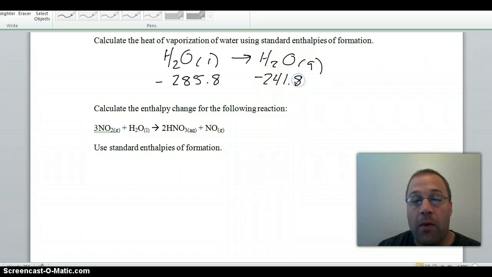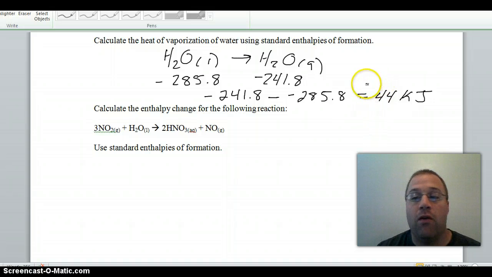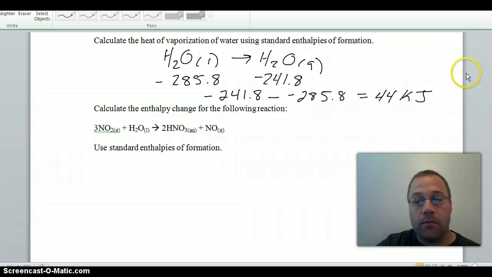Notice those are both exothermic. That's what the negative means. So in order to solve for what is the heat of vaporization, you say -241.8, that's the sum of your products, minus the sum of your reactants, -285.8. So we're subtracting a negative, so we're adding here, and we get a positive 44 kilojoules. Which means that when we go from a liquid to a gas, it's endothermic, which should make sense because you have to absorb energy to get the molecules moving faster to go from a liquid to a gas.